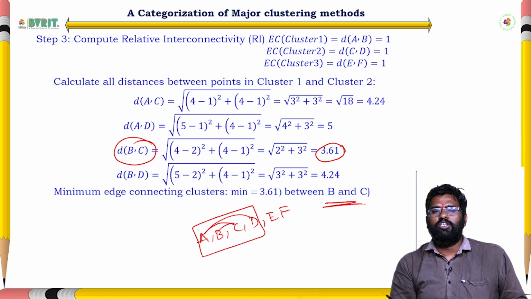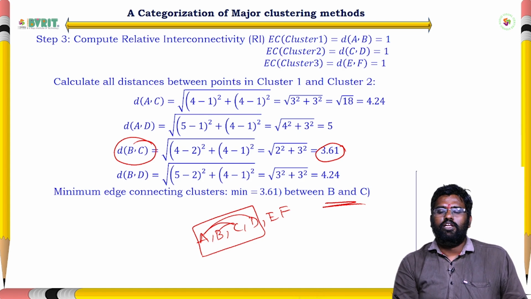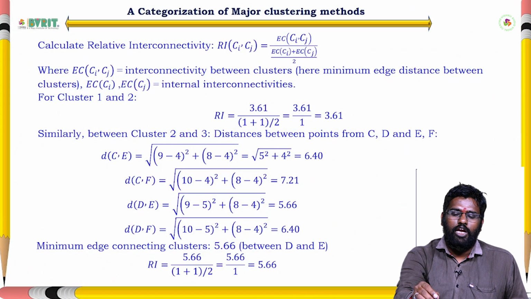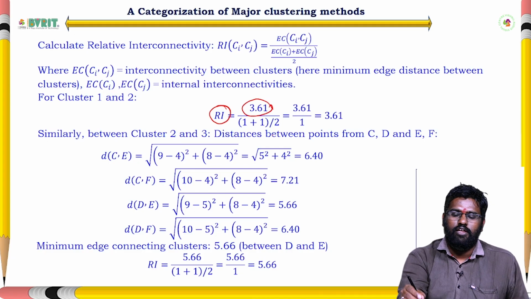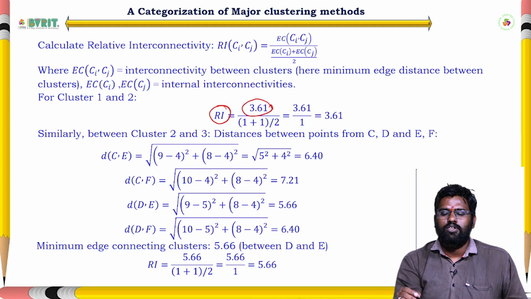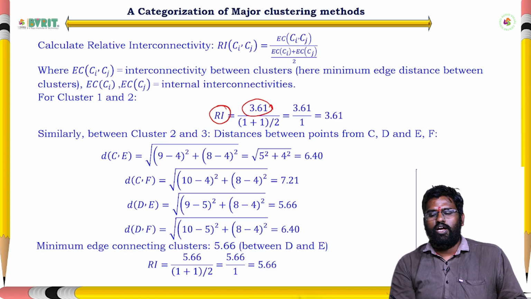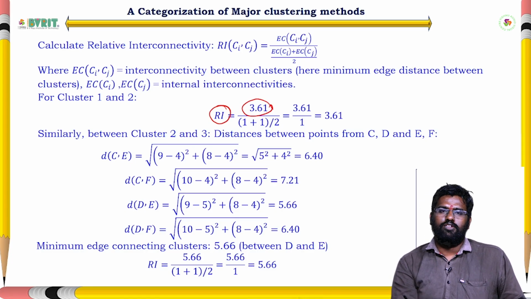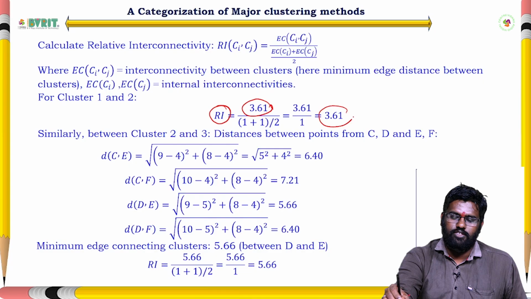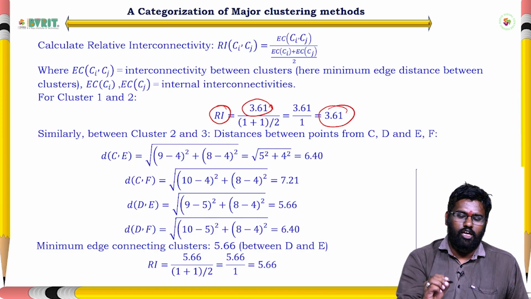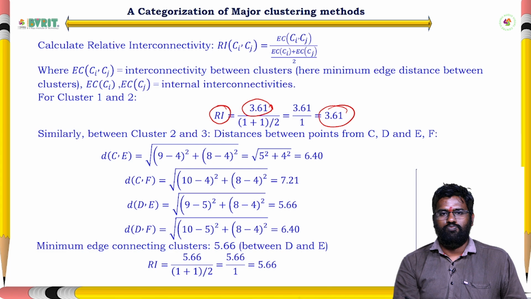Now the next minimum edge we need to calculate. This is the relative interconnectivity between the points A, B, C, D. How we calculate it: the minimum value divided by the cluster values. Cluster 1 contains 1 point and cluster 2 also contains only 1 point. So 1 divided by the total of 2 clusters. That is why we get the value 3.61. That is the relative interconnectivity for AB, cluster 1 and cluster 2.